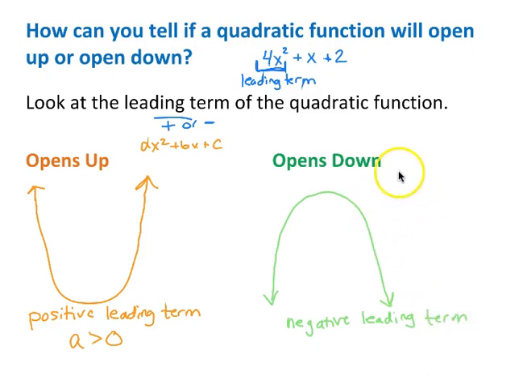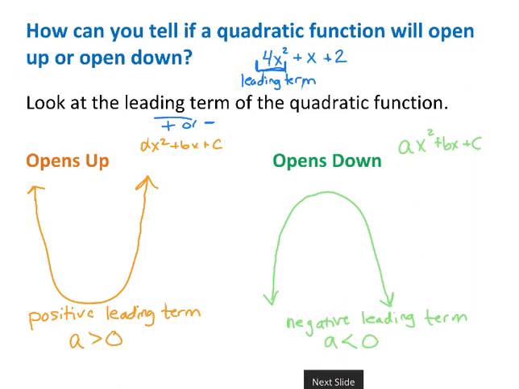And again, if we look at our quadratic function as ax squared plus bx plus c, if that a, that represents the leading coefficient, if that's less than 0, it's going to open down. So we can look at the equation of a quadratic function and right away determine what our parabola is going to look like. Is it going to open up or is it going to open down?